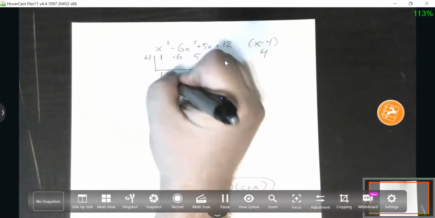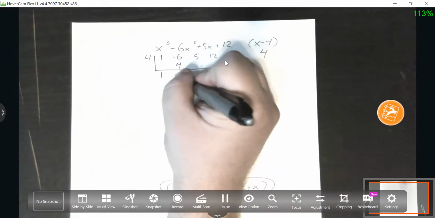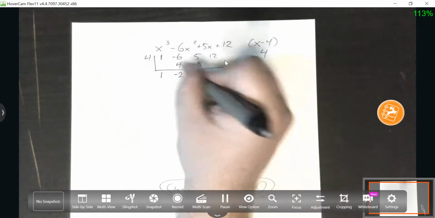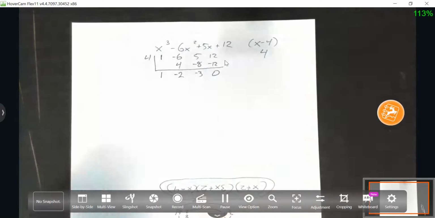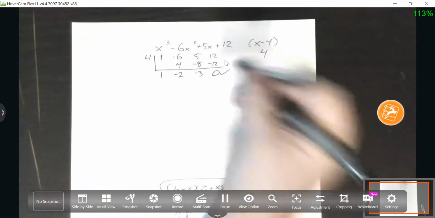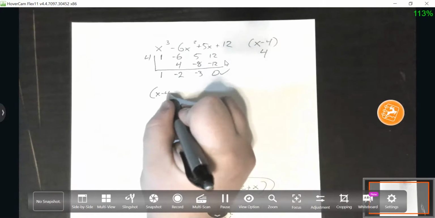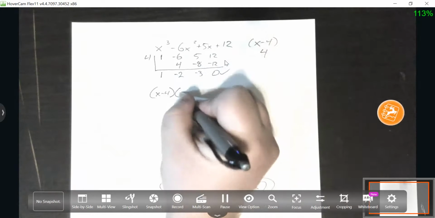I can bring this down. 4 times 1 is 4. -6 plus 4 is -2. Gives me a -8. 5 plus -8 is -3. Gives me a -12, and there's my 0. So it worked. Check.